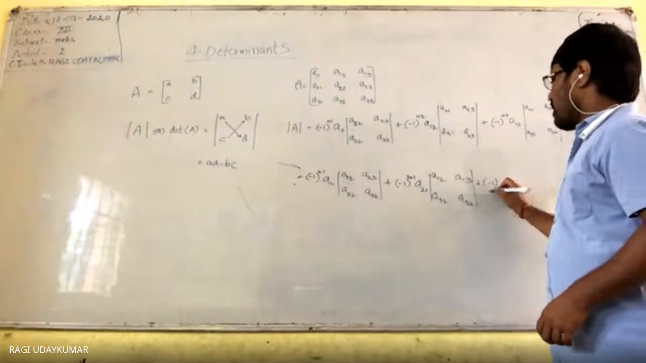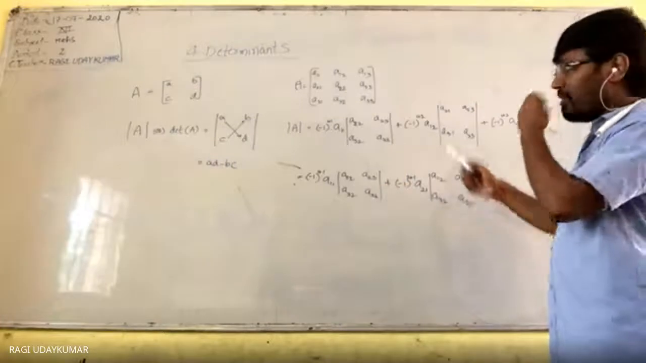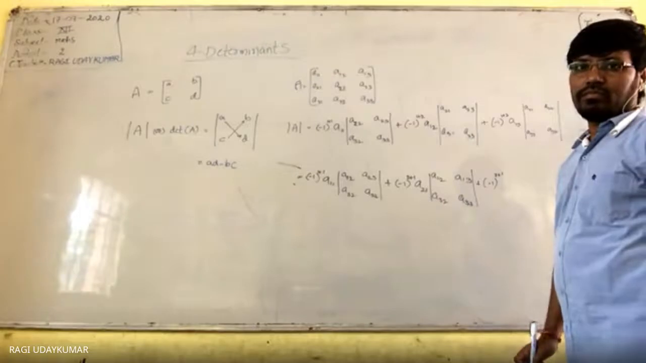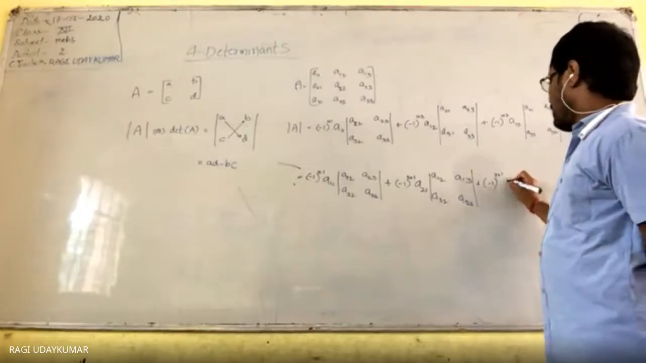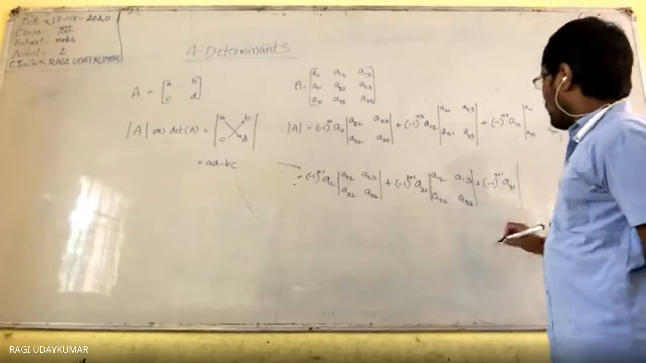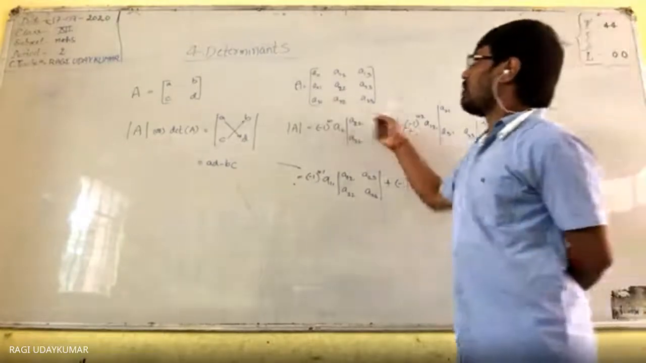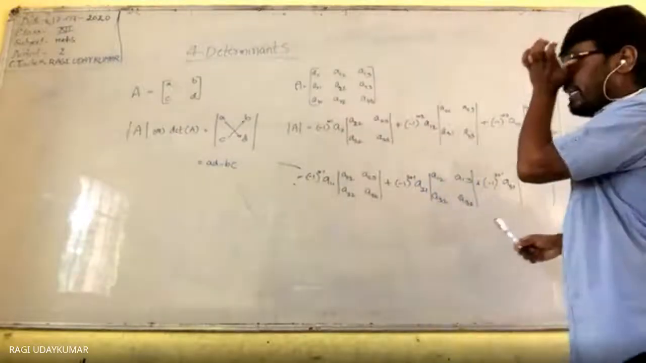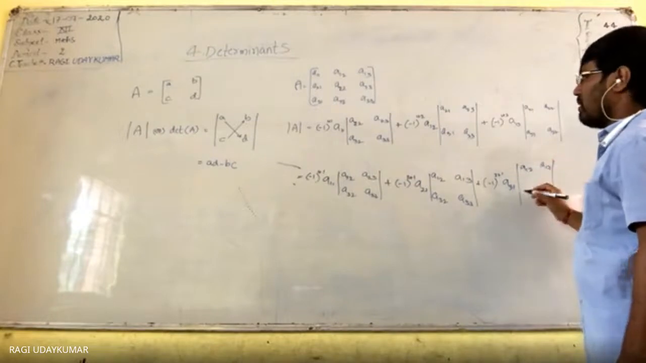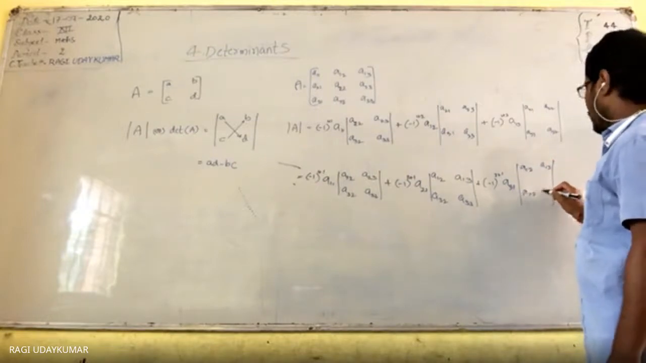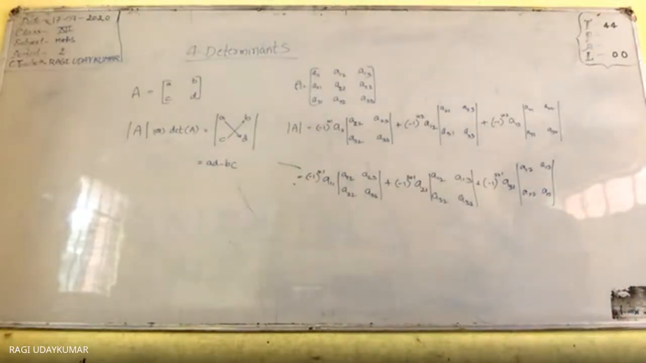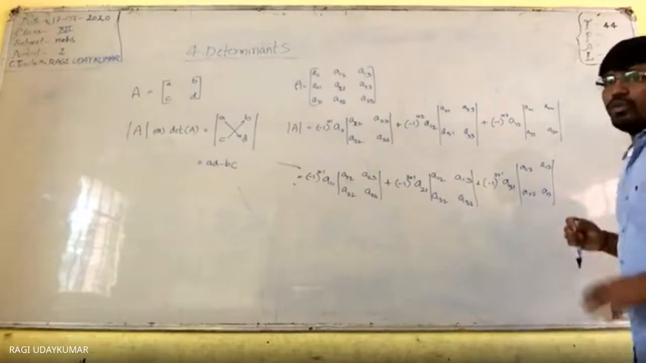Next, minus 1. I am taking the first column element: minus 1 to the power of 3 plus 1, A31. Third row and first column delete. So what do you get here? A12, A13, A22, A23. Okay, so this one and this one, both you will get the same answer.